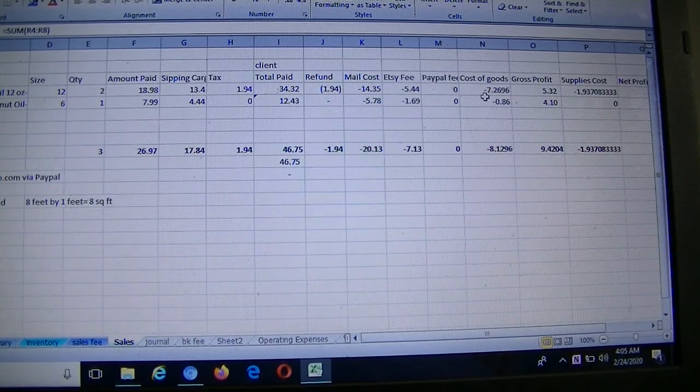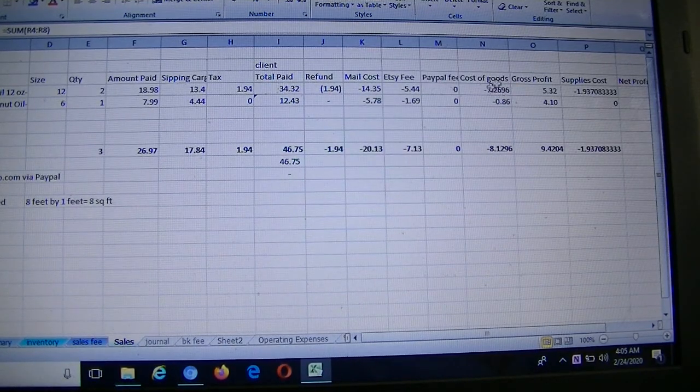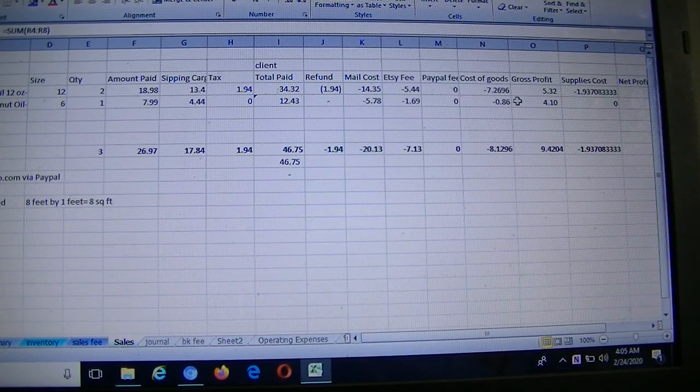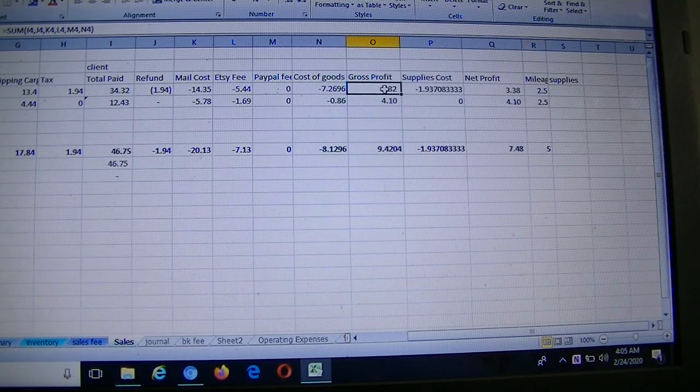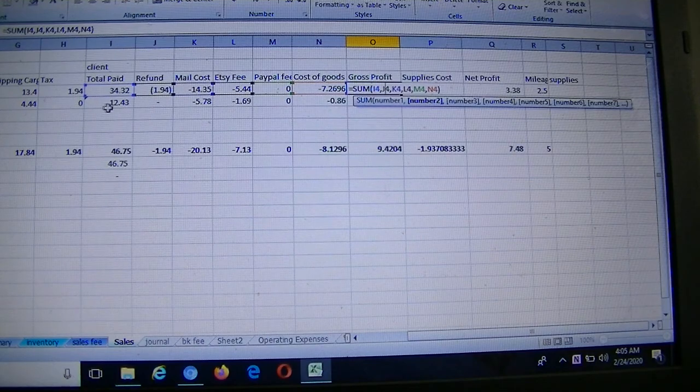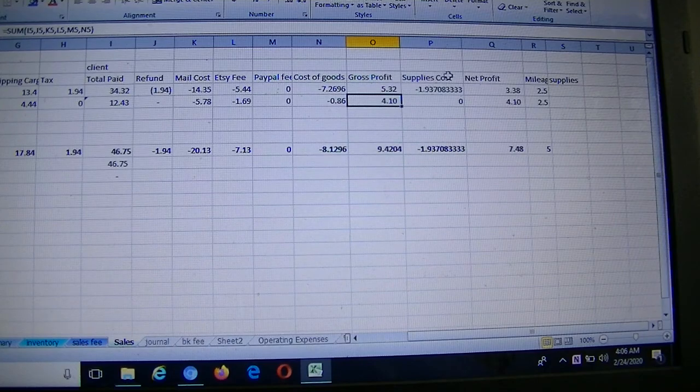When I get a product, I purchase them or I make them, I try to calculate the cost of the goods sold, and I have that based on the total amount produced and the cost that went into it. The cost divided by the quantity produced will give me the unit cost. I have that, and I can just use that to calculate the cost of goods sold each time I have a sale. And then I'll have the gross profit here, which is just taking the sales minus the fee minus the cost of goods sold, and the supply cost.